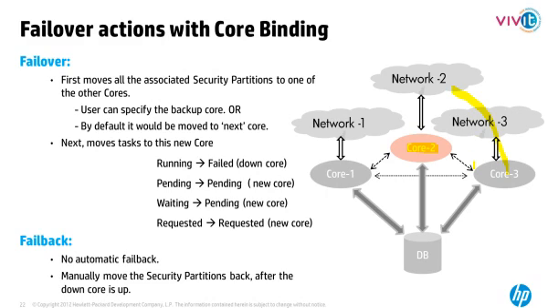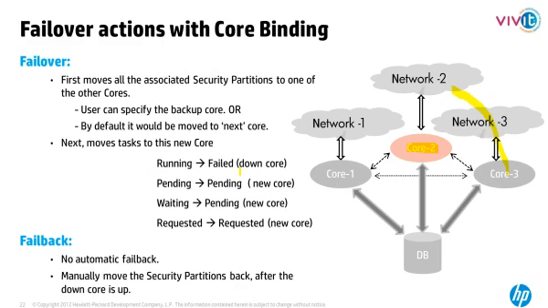But if your network is such that core 3 cannot contact network 2, or core 1 cannot contact network 2, then obviously failover is not possible on your network. So failover is there, but it depends upon your environment whether you can do a failover in a core binding topology.